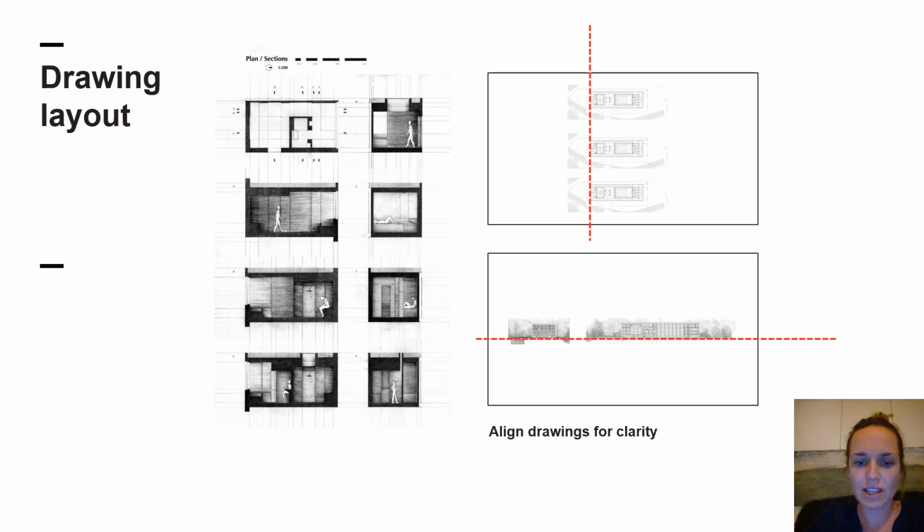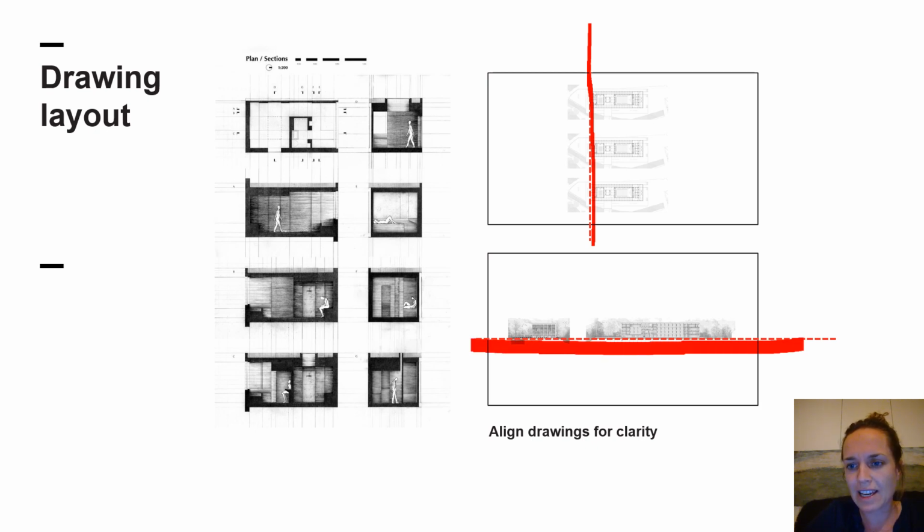So if we have a look here, we can see that we've got several plans, and this could be a ground floor plan, a first floor plan, and a second floor plan. And we line those up so that we can read them in conjunction in relationship to one another. This helps in clarity. Down the bottom here we have a section and then an elevation. And so again, we line up the ground floor plane so that we can read heights in relation to one another. Again, all of this just aids in clarity.